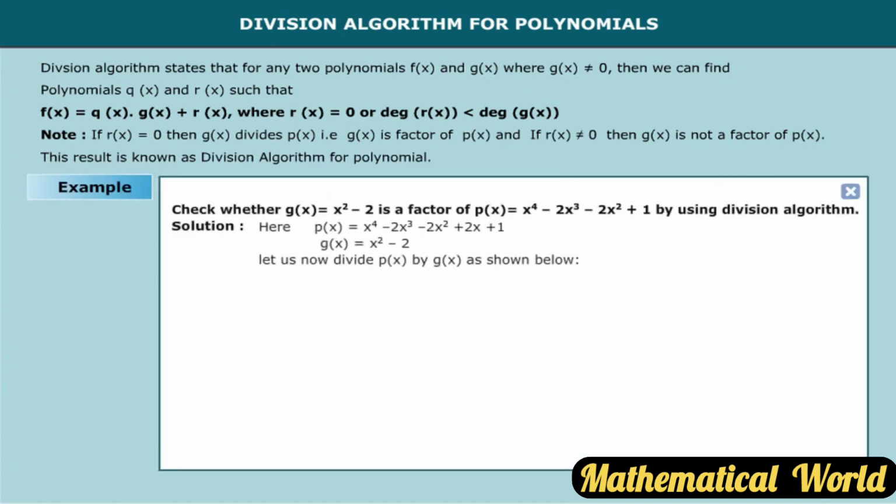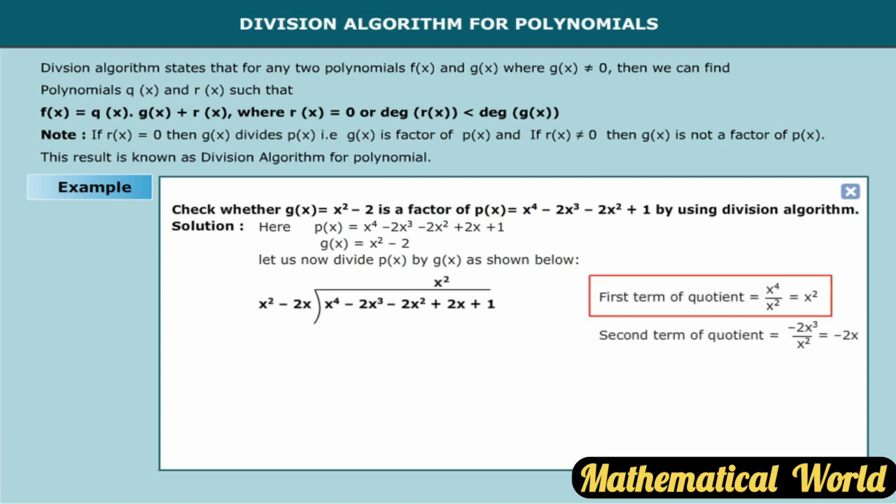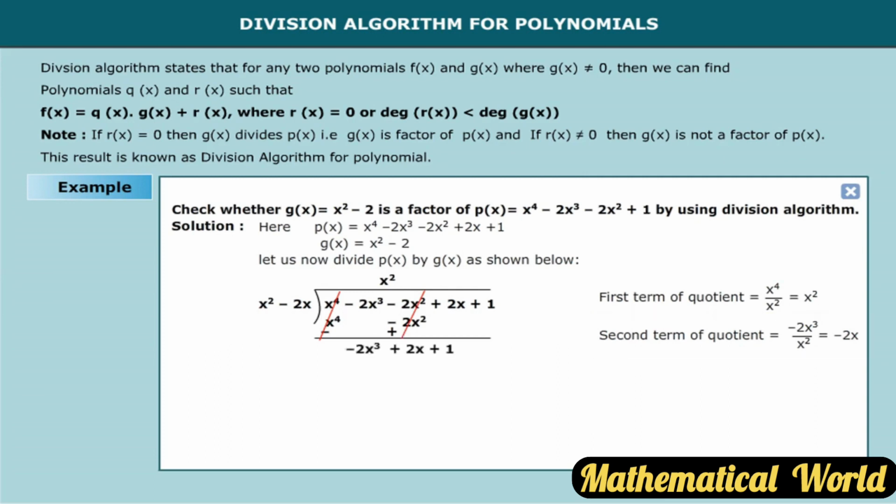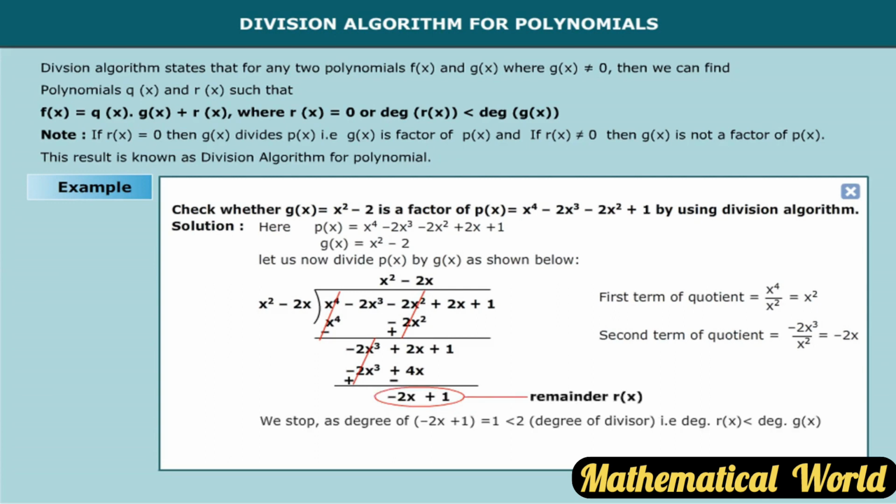Now we will understand this concept with the help of an example. In this example, we want to check whether g(x) is a factor of p(x) or not. Here, the first term of the quotient is x to power 4 upon x square, that is x square. And the second term of the quotient is minus 2x cube upon x square, that is minus 2x. We find that the remainder is minus 2x plus 1. Thus, g(x) is not a factor of p(x).